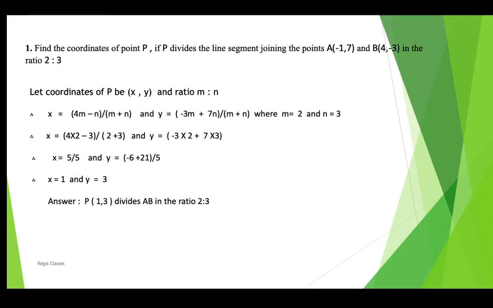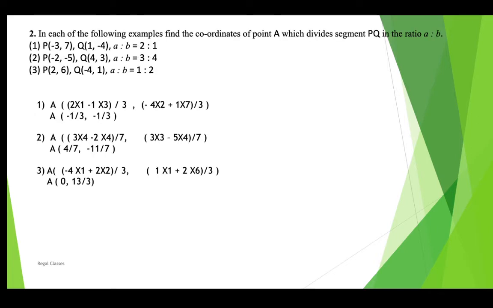In the subsequent problems we will not write m and n, and we can directly use the ratio numbers to get the values. In each of the following examples, find the coordinates of point A which divides segment PQ in the ratio a is to b. The a is to b is given, so you can directly use that and get the coordinates of the points.